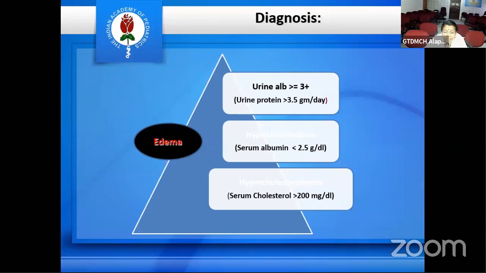Diagnosis: these are the four components of nephrotic syndrome. Urine albumin will be 3+ or more, and total urine protein in 24 hours is more than 3.5 grams per day. Serum albumin accordingly will be decreased, less than 2.5 grams per deciliter, and serum cholesterol is more than 200 milligrams per deciliter, along with edema. Initially, there is loss of albumin in the urine, which leads to decreased serum albumin and edema, and increased serum cholesterol in the blood.